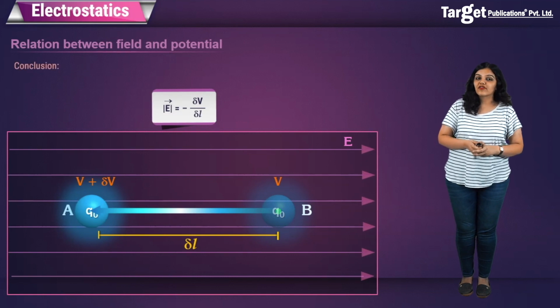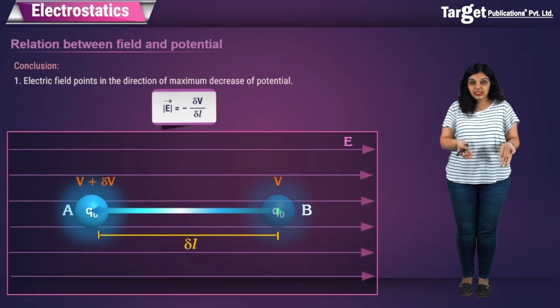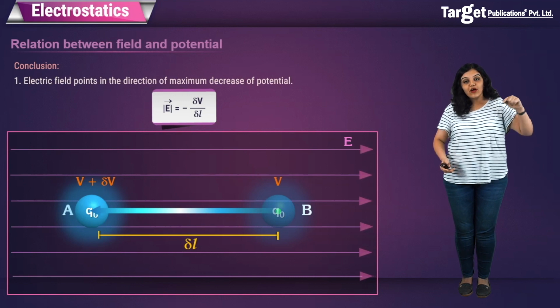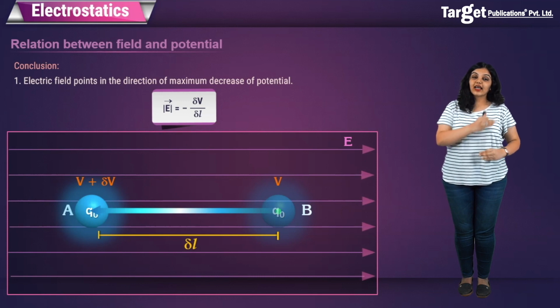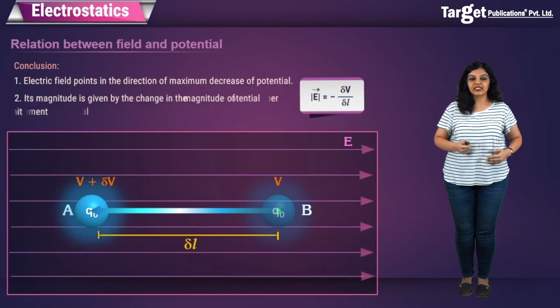I see that the electric field points always in the direction of maximum decrease of potential. So if you're following the electric field lines, it means that your potential is decreasing. If you go exactly opposite to this line, it means your potential is increasing.